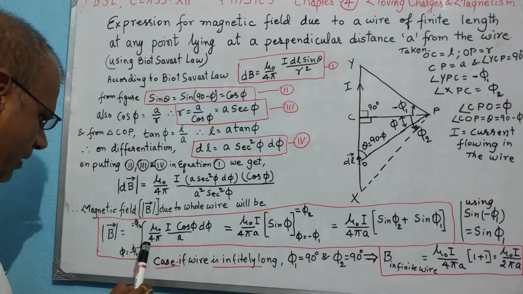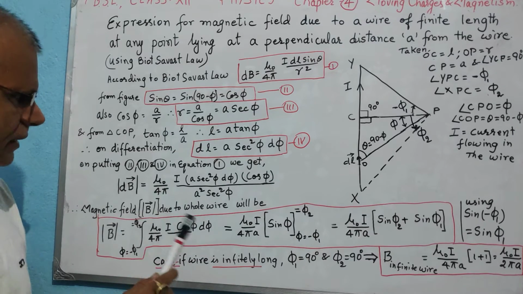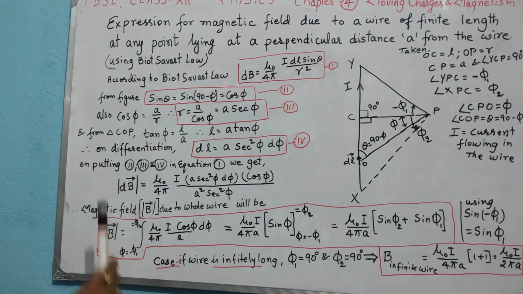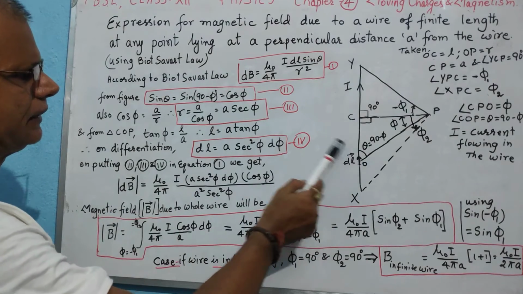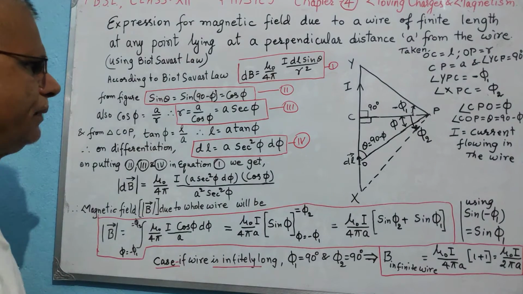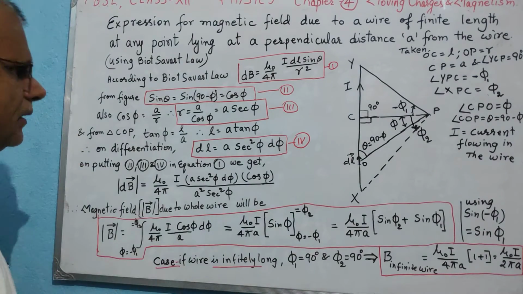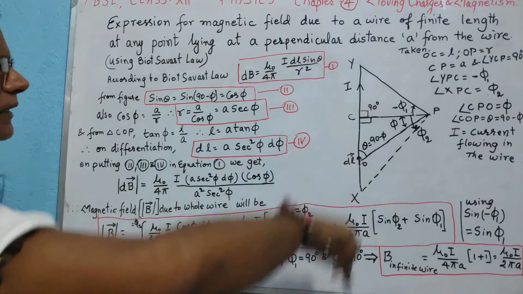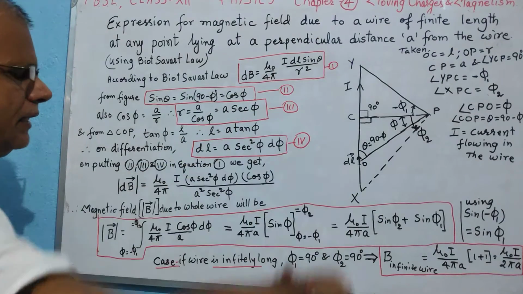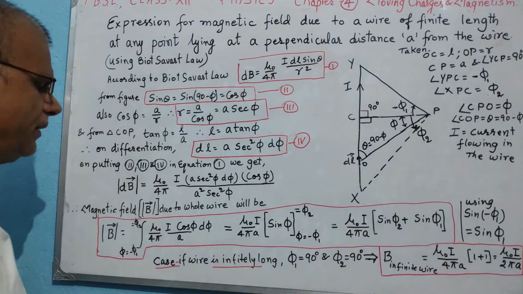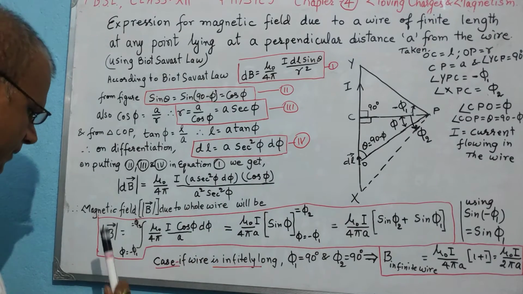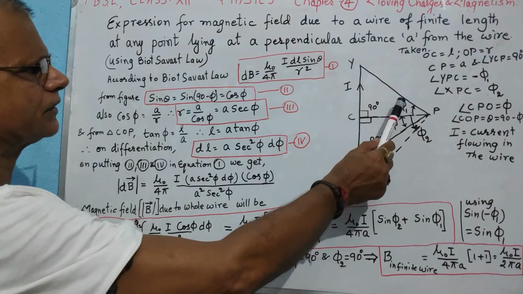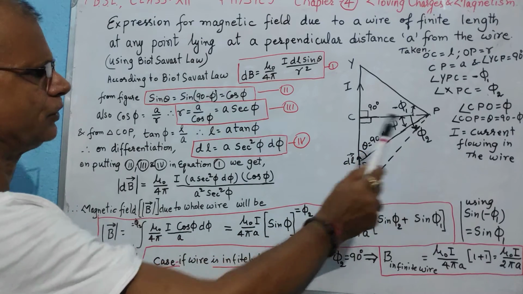You see mu 0 by 4 pi is there, and one thing more, this is the magnetic field due to this current element dL produced at point P. But if we want to find the total magnetic field produced by the whole wire at point P, we need to integrate it for the variation phi is equal to minus phi 1 to phi 2.